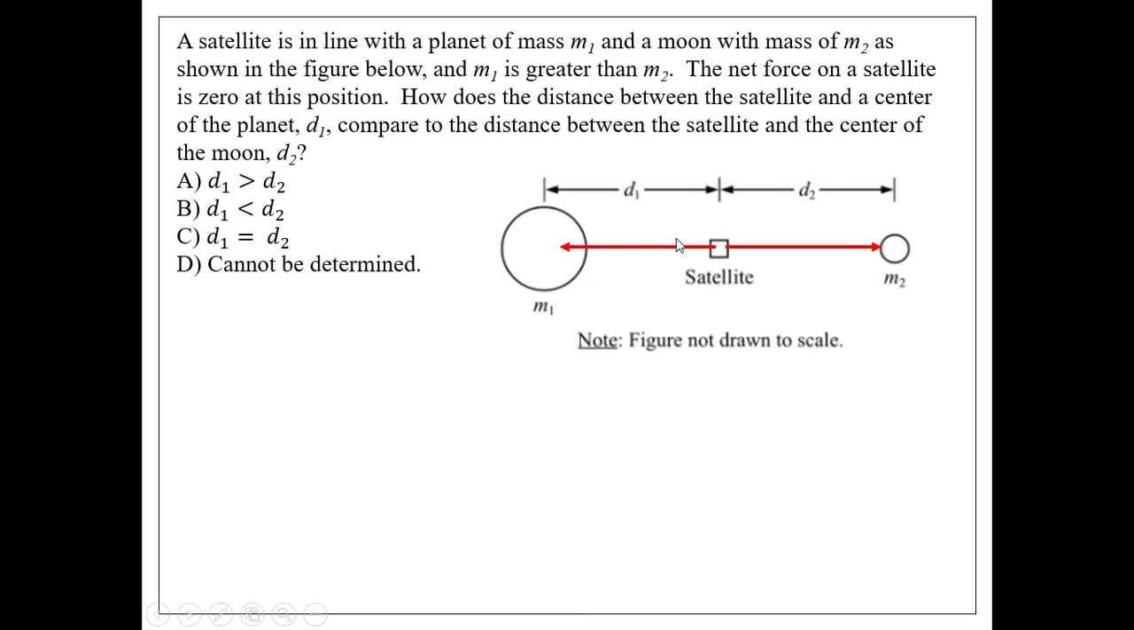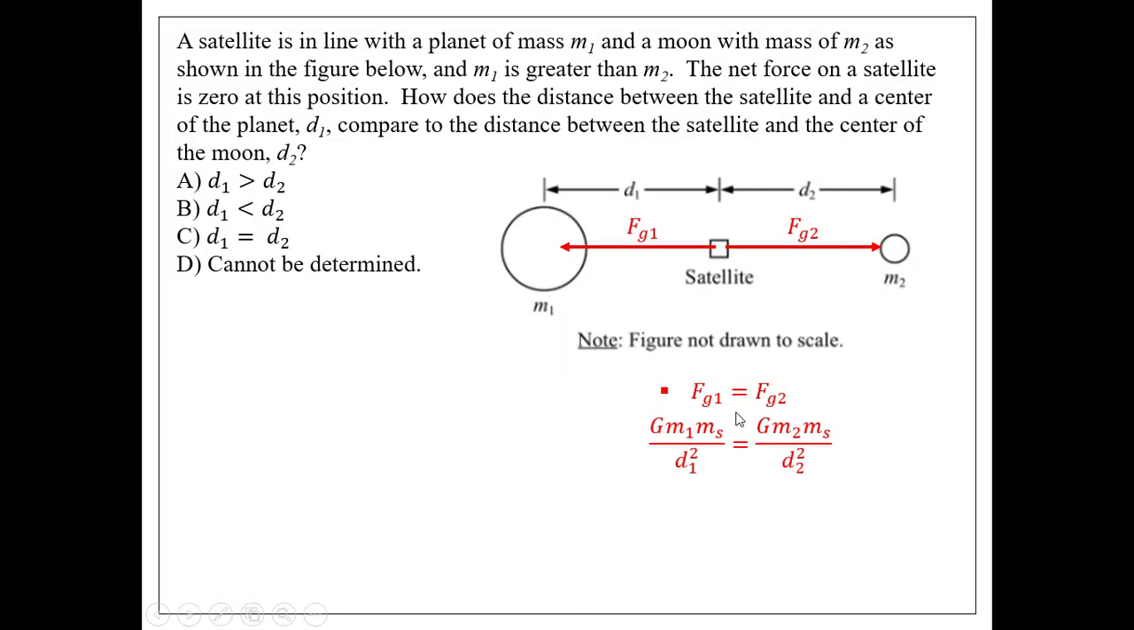So planet 1, once again, is pulling the satellite to the left. The moon is pulling the satellite to the right, but it stays still. Therefore, it suggests that FG1 and FG2, I'm just going to call it 1 for planet 1 and G2 for the moon, the two forces must be equal in magnitude. So here, F of G1 must equal F of G2.